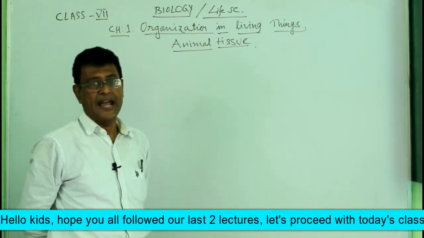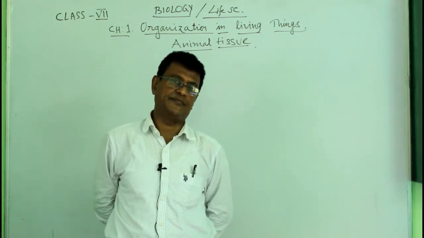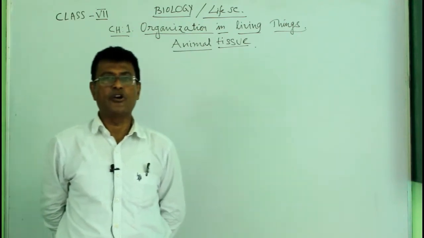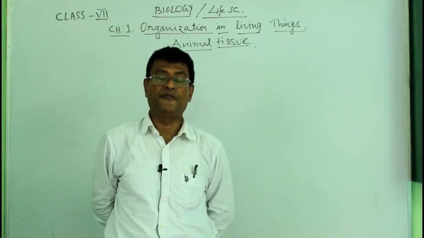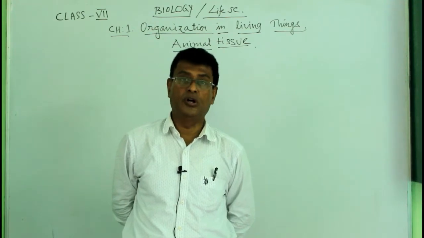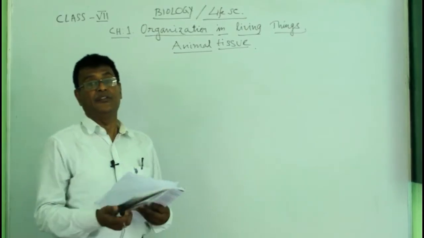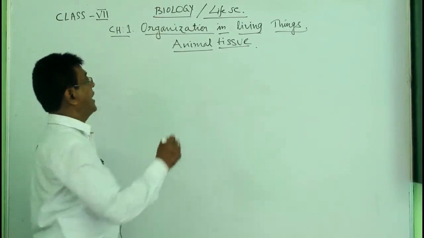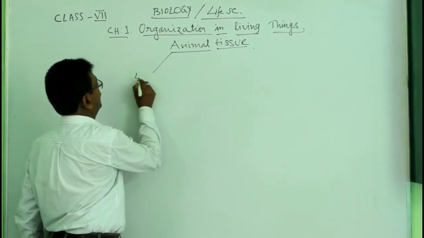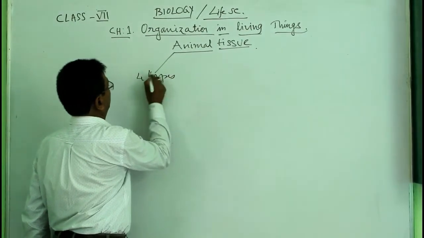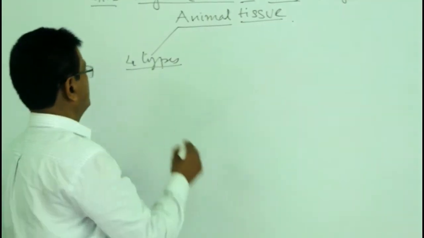Like plants, animals have tissues in their body in different kinds, and they act accordingly. As you know, tissues are a similar group of cells that perform a particular function, right? So we have animal tissues according to their functions. There are 4 types. Number 1, the epithelial tissue.